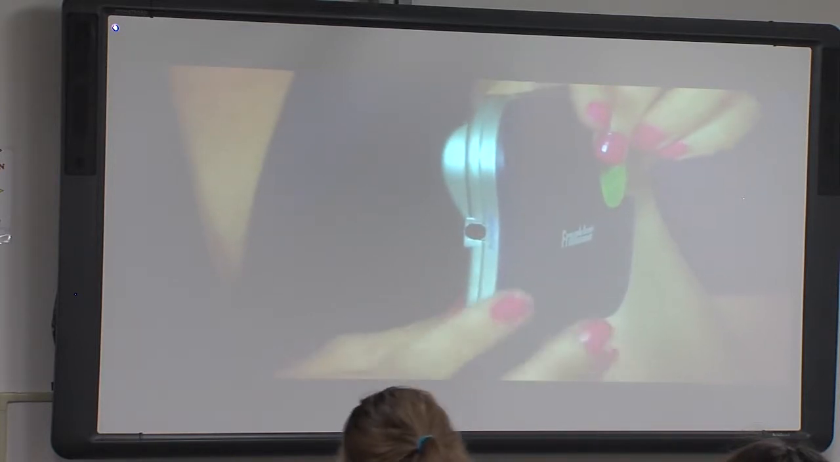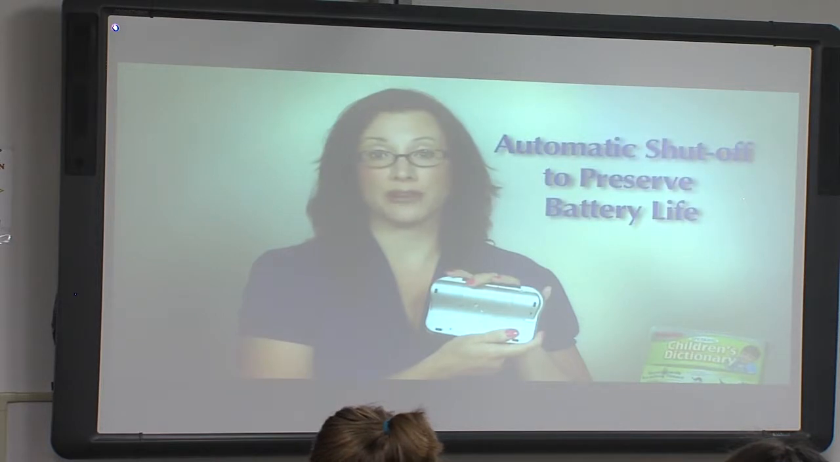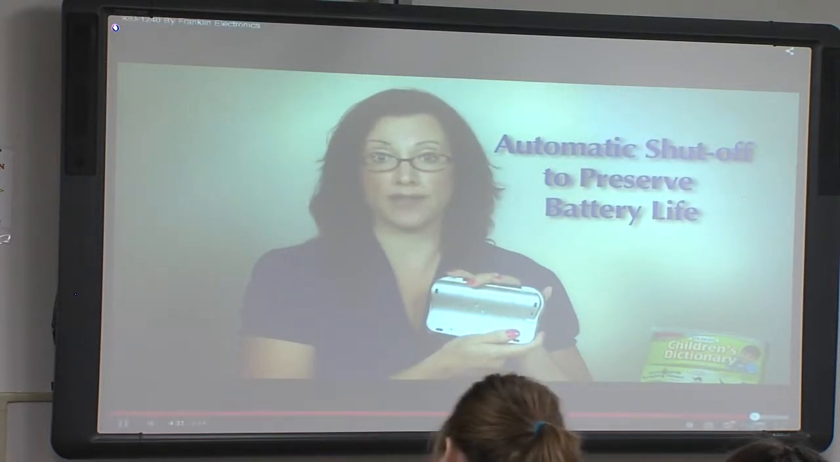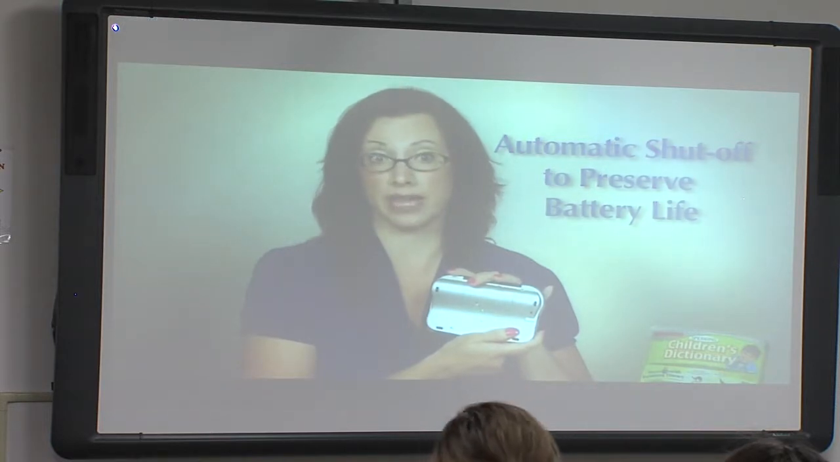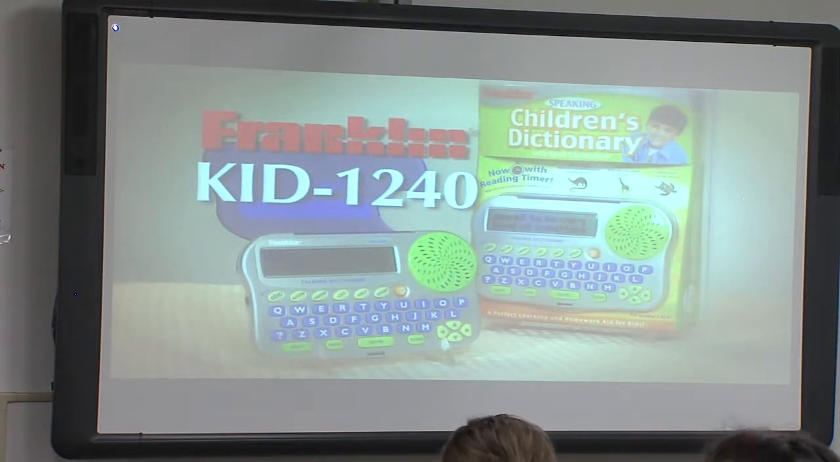On the back is the battery compartment, which holds 4 AAA batteries. And you don't have to worry about draining the batteries, because like all Franklin products, it will automatically shut off after a short time to preserve battery life. With all of these great software and hardware features, Franklin's Kid 1240 makes an ideal first dictionary for any child.